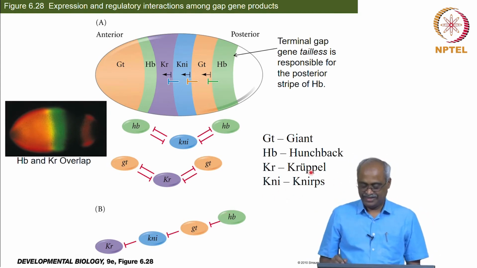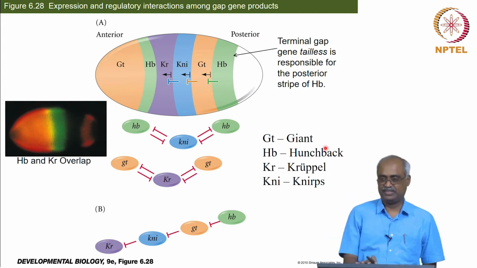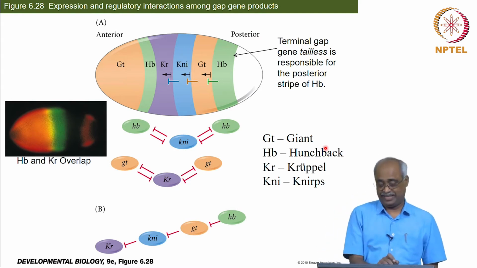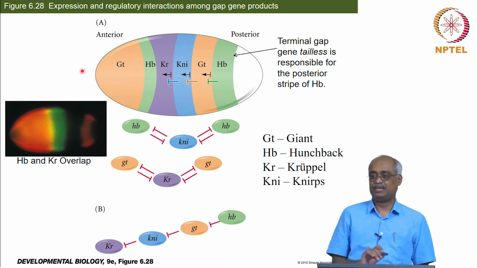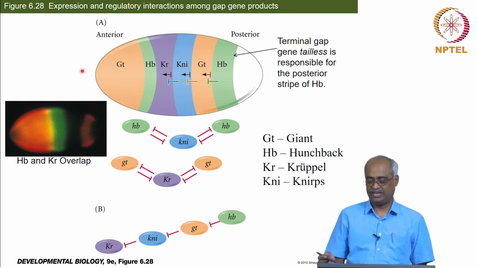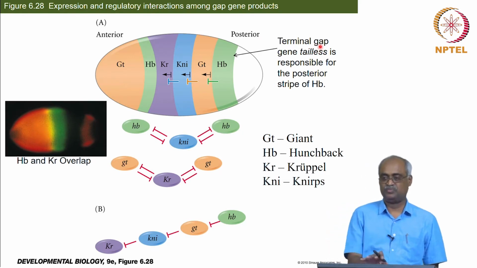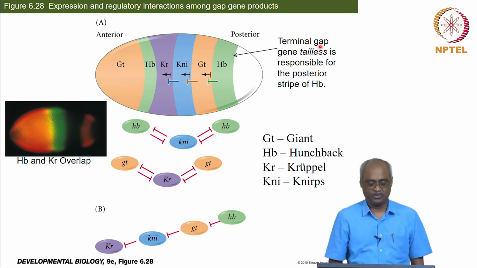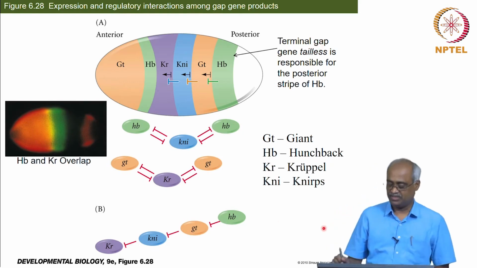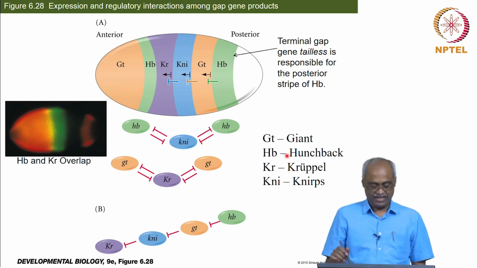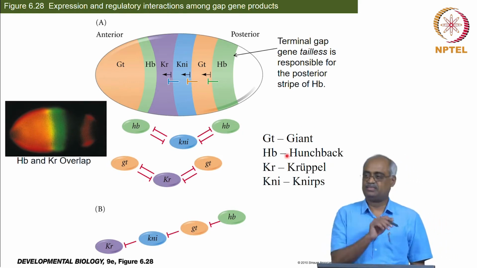So, knirps. These four are the main gap genes expressed in the segmented part of the body. Remember the extreme ends, acron and telson, right. There we have seen tailless and huckebein, two gap genes. We are not going to worry too much about them. Our focus is on the segmented part, and there these four are the critical ones. Their expression pattern is established.